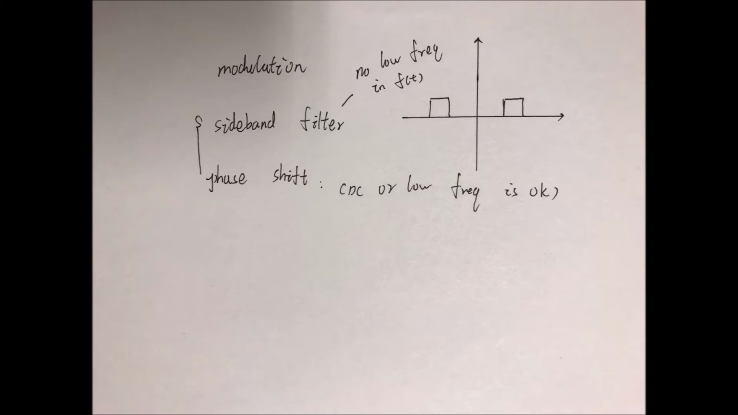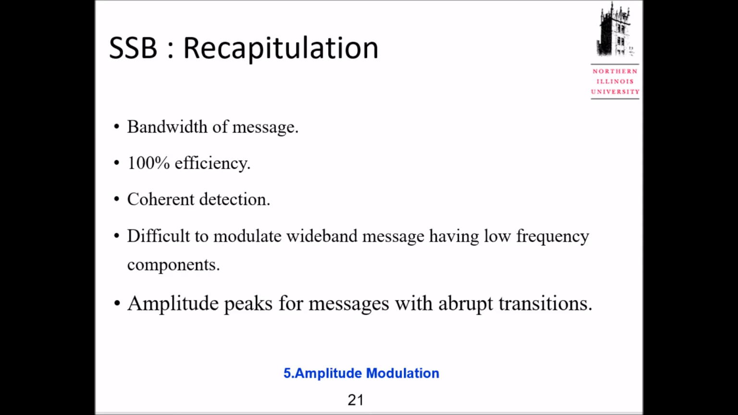For the phase shift method, I don't care if there's DC, it's okay. However, if you want to shift your signal by 90 degrees for a wideband signal, it's difficult. You learn about different filters, different operators. There is always a dynamic range, and in this range you have a linear 90 degree shift. However, outside this range, something weird will happen.